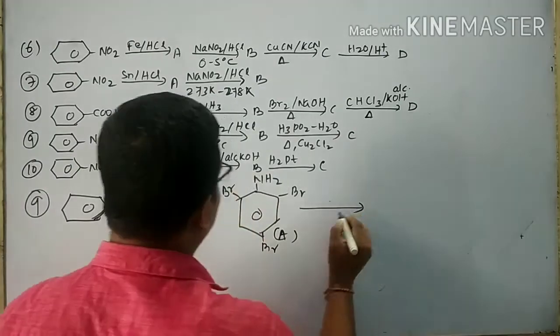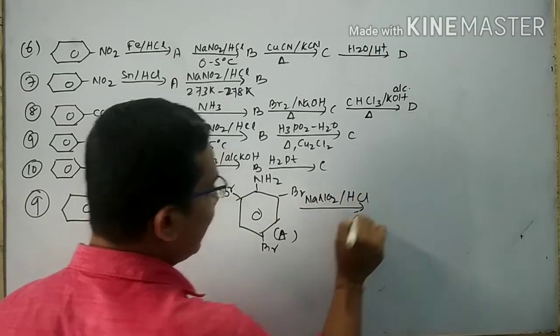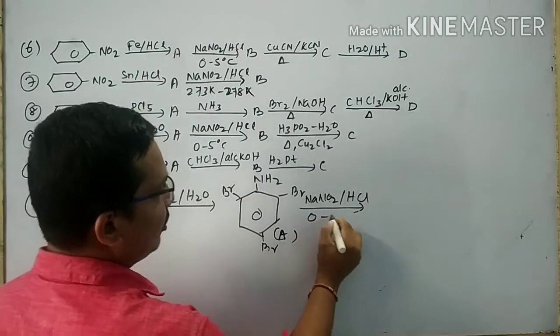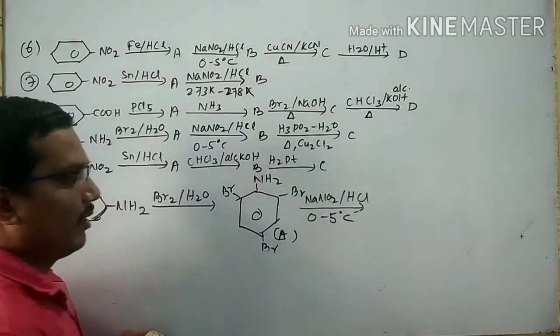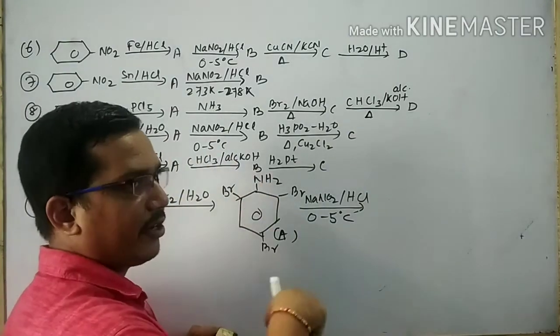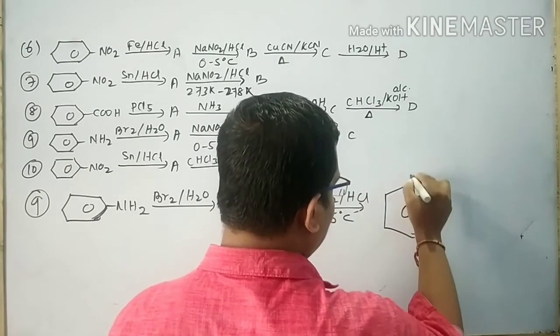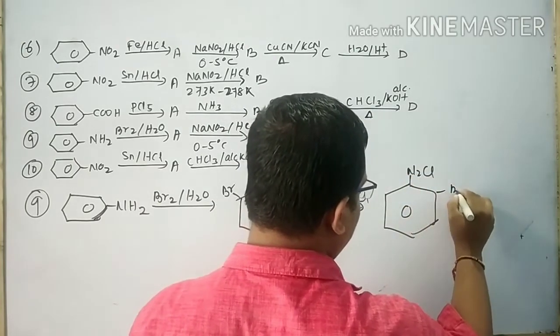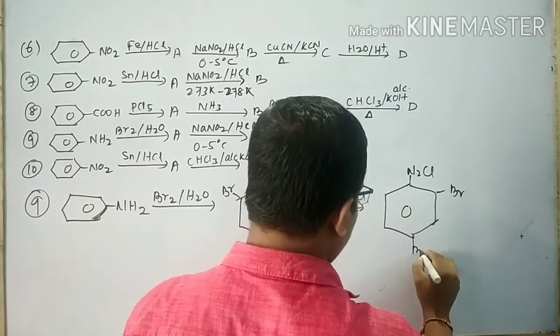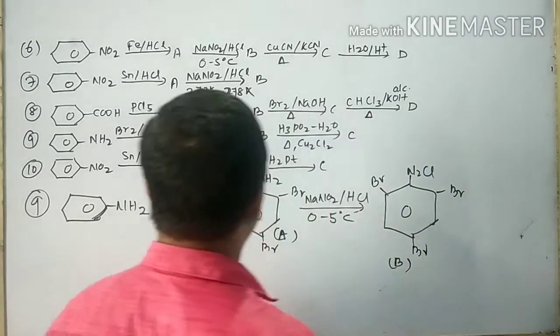Now A is treated with the NaNO2 in the presence of HCl, temperature is 0 to 5 degree centigrade. Then what will form? NH2 converted into N2Cl. That means this is said to be B product. This is said to be B.